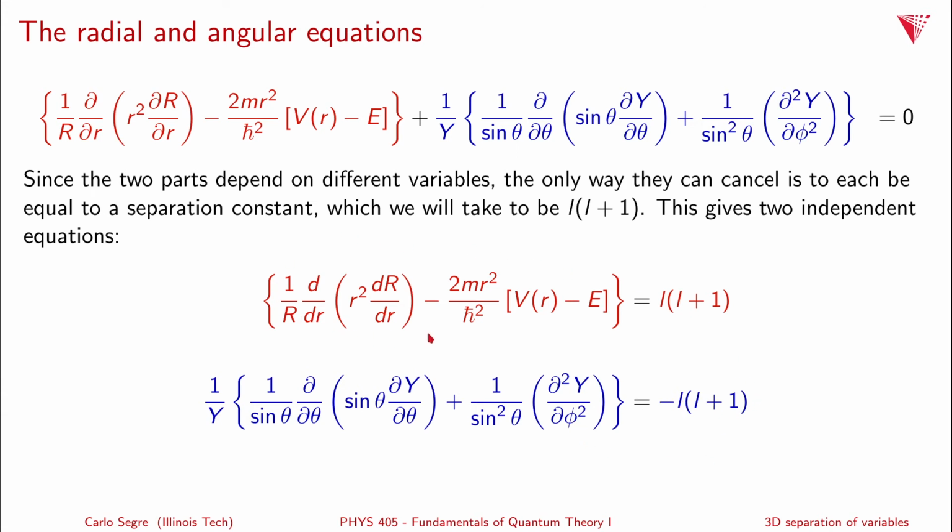Now in this case, these are no longer partial derivatives because there's no other variable in here. But these still have partial derivatives because we have both theta and phi that Y depends on. Now, we'll get back to the radial function later, but we'll work on the angular function first. And the first step here is to further separate this in terms of theta and phi.